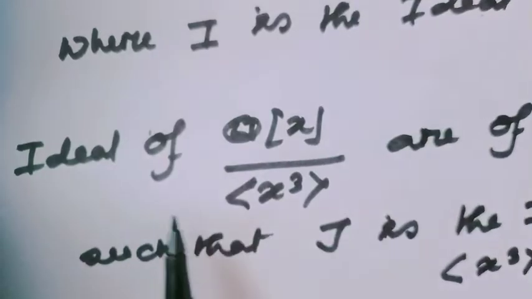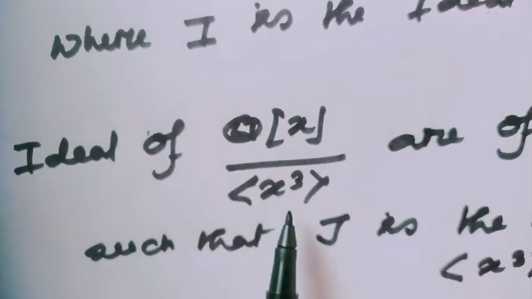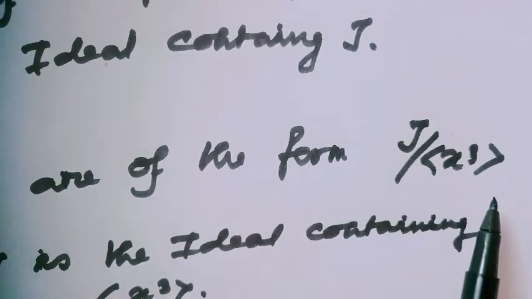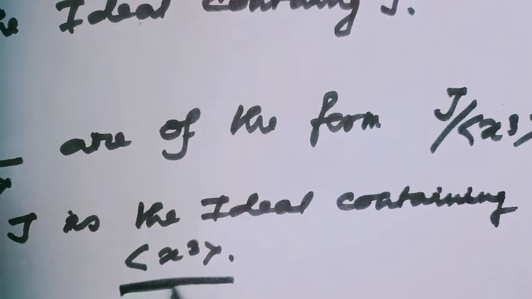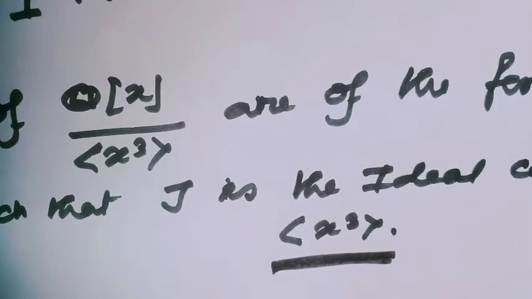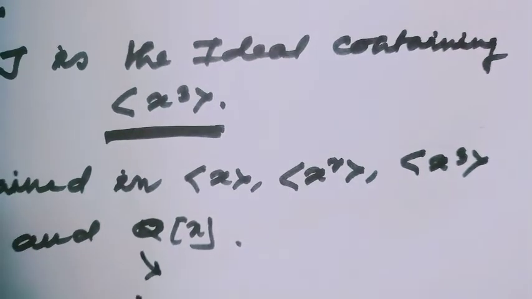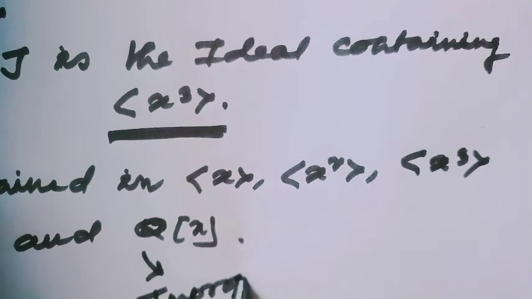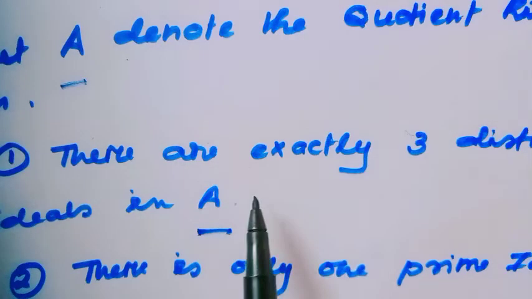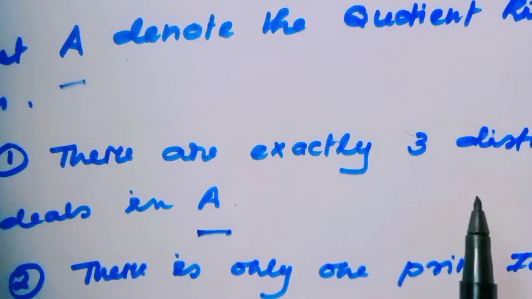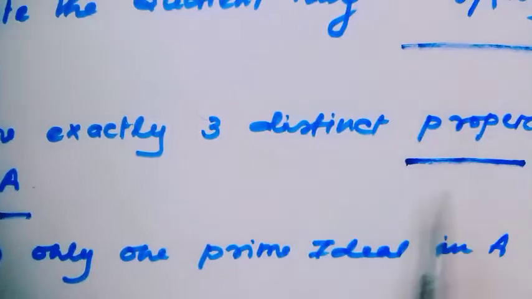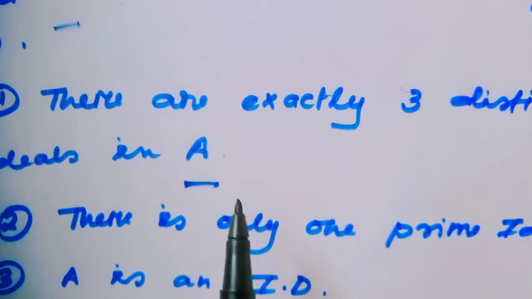Okay. Here the ideals of Q[x] mod the ideal generated by x^3 are of the form J mod the ideal generated by x^3, such that J is an ideal containing the ideal generated by x^3. Are you getting the concept? Among these ideals, only Q[x] is improper, because the question says there exist exactly 3 distinct proper ideals in the set A.